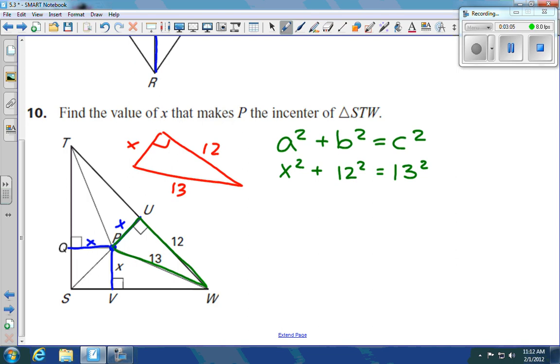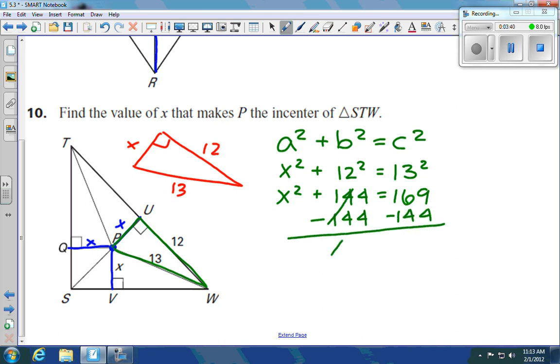So my first step is to square those numbers. X squared stays x squared. 12 squared, which is 12 times 12, is 144. And 13 squared is 169. So what is my first step in solving this? I think you square root the answer you got. Before I do that, that's going to be my very last thing. I have to subtract that 144 in order to get x squared by itself.